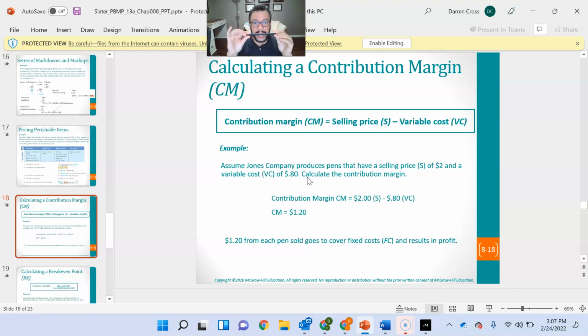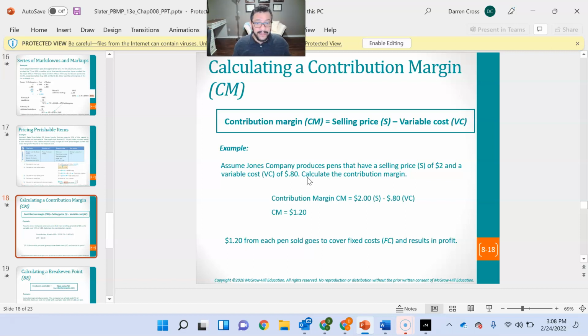Well, what is a variable cost? It's a cost that's going to be associated with the sale of each pen. So the plastic that it takes, the ink that's inside of the pen, what it costs to actually mold this and put it together. For every pen that they sell, it costs them 80 cents, right?